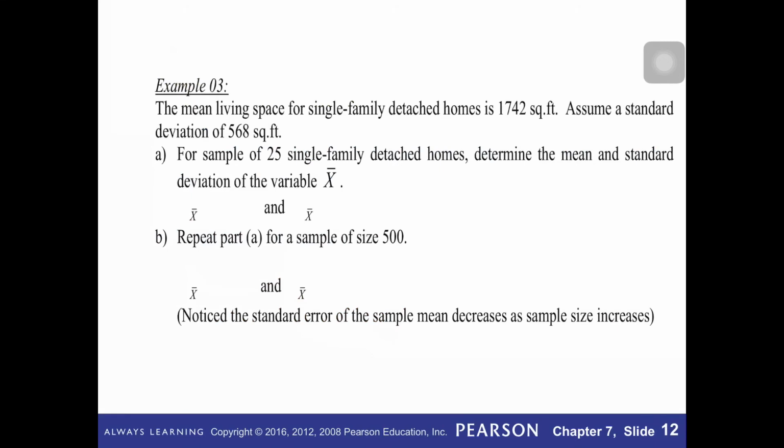Okay, let's check this example. The mean living space of a single family detached home is this much. They have given the mean, so this is mu, the population mean. Assume a standard deviation of this much. This is sigma, the population standard deviation. Now we consider a sample of 25, and they ask for the mean and standard deviation of x bar.